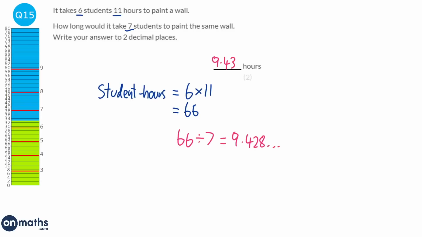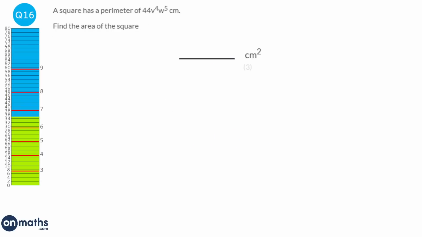So that sounds right. So we need to first of all work out what the length of the side of the square is. And to do that, what we do is we get the 44v to the power 4 w to the power 5, and we just divide it by 4. And to do that, all we need to do is just divide the coefficient by 4. So it'd be 11v to the power 4 w to the power 5.